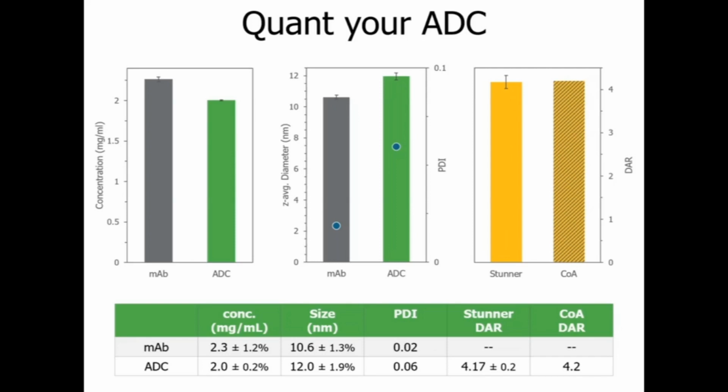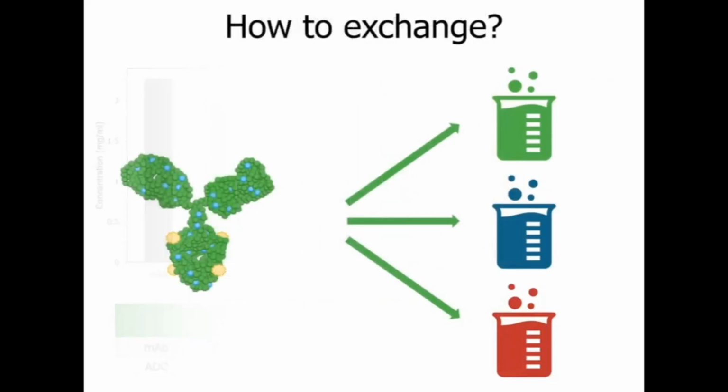Let's now switch gears a little and consider stability of our ADC. As stability of a biologic tends to depend in no small degree on the formulation it is in, we need a good way to buffer exchange our analyte. So how do we do that? How do we exchange the buffer our ADC is in?